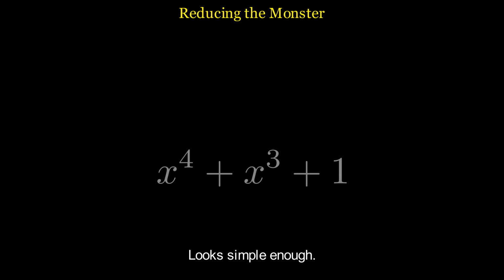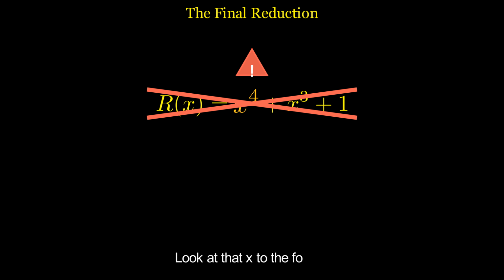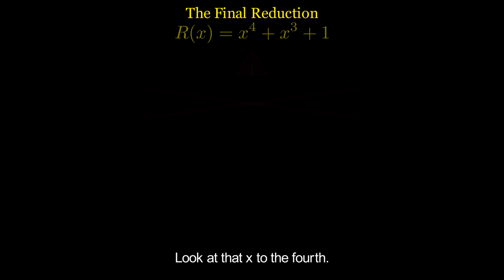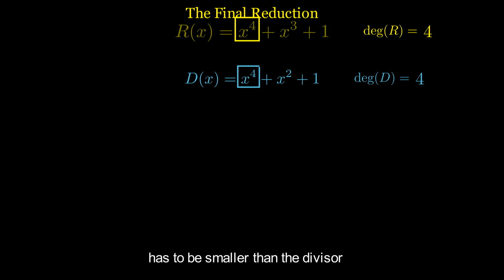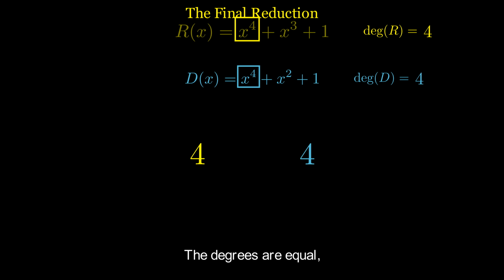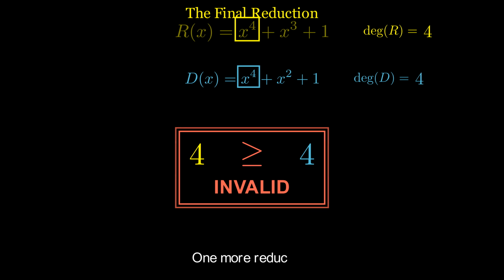Looks simple enough, but if you stop here, you've made the final mistake. Think we're finished? Not even close. Look at that x to the fourth. The rule: your remainder's degree has to be smaller than the divisor's. They're both degree 4. The degrees are equal, so we can't stop here. One more reduction.